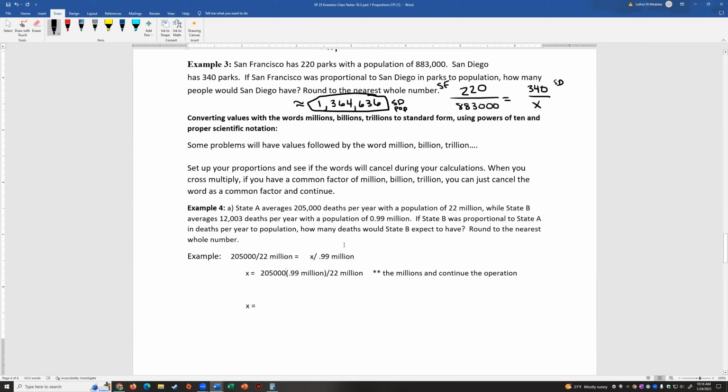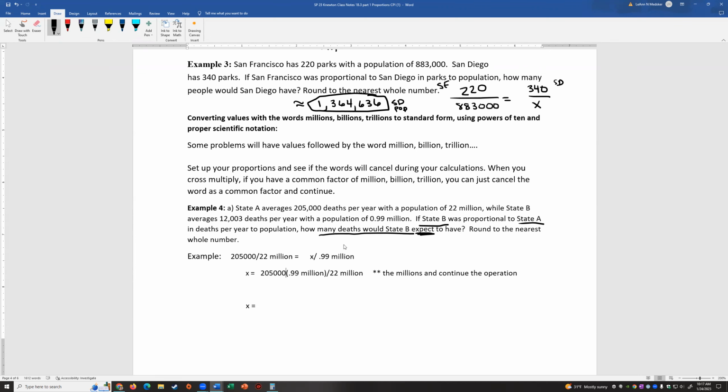So this is our first example here. Notice that it says state A averages 250,000 deaths per year with a population of 22 million. So notice my first fraction sets up the 250,000, or 205,000, sorry, divided by 22 million. And then state B averages 12,003 deaths per year with a population of 0.99 million. So see, they've given us all 4 pieces of information, but that's not what they're asking us to find. They're saying if state B was proportional to state A, so right now we're assuming they're not, then how many deaths would state B expect to have?